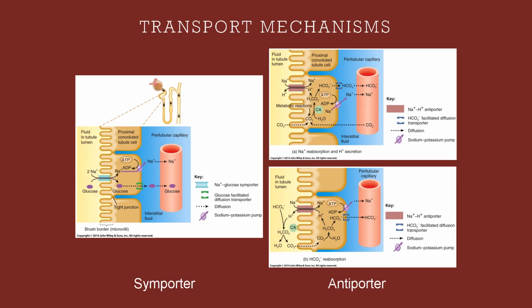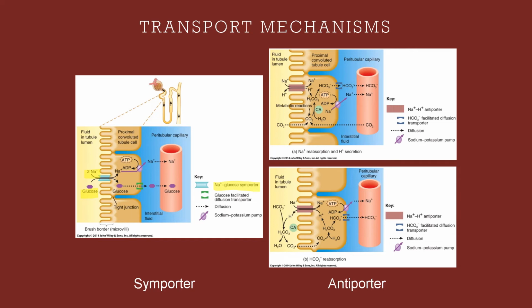Okay, so here we have some symporters and antiporters in the proximal convoluted tubule. The first one we'll look at is the sodium glucose symporter, this figure on the left here. Again, this is found in the apical membrane of the cells in the proximal convoluted tubules. So you can see it right here. This uses sodium and a molecule of glucose.